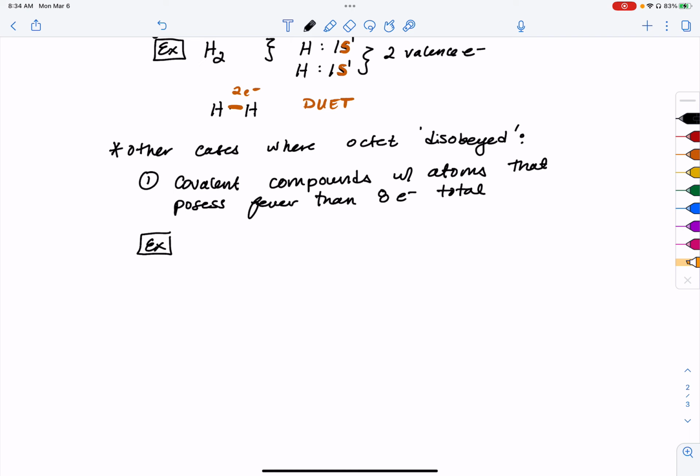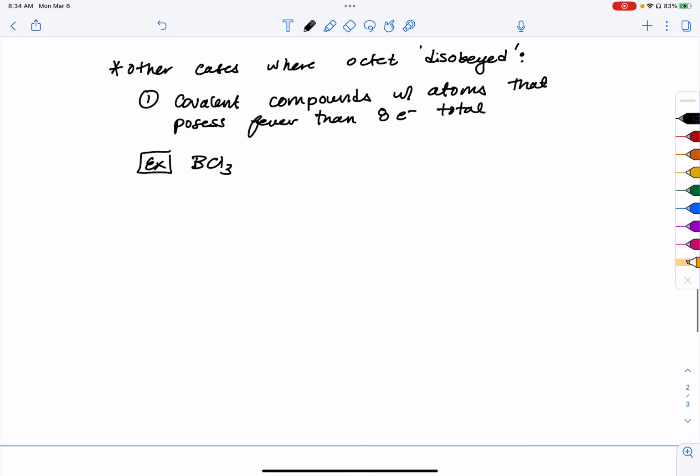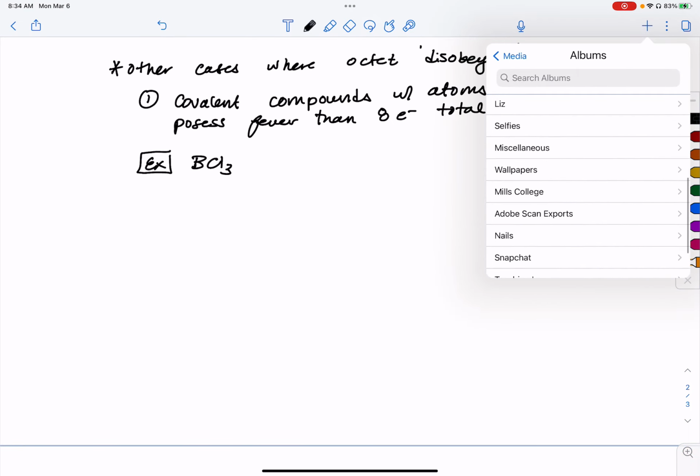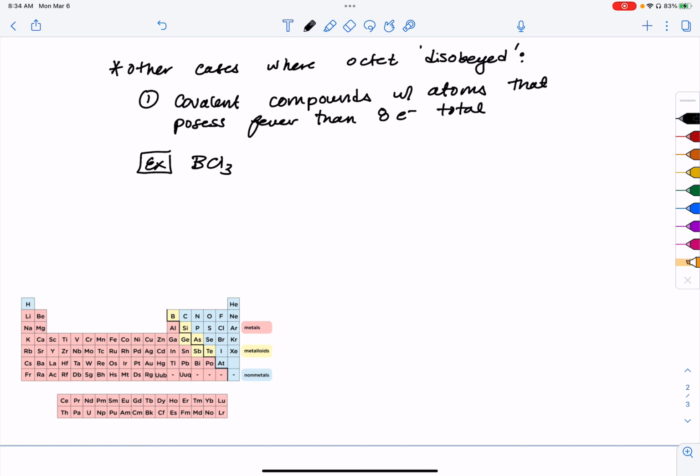So for example, if I wanted to do something like BCl3, first I would have to count up my valence electrons. So let's get a periodic table up here on the board, so we can count our group. Boron has 3 valence electrons. Chlorine has 7 valence electrons each, and there are 3 of them in our molecule. So 7 times 3 is 21, plus 3 is 24 electrons.